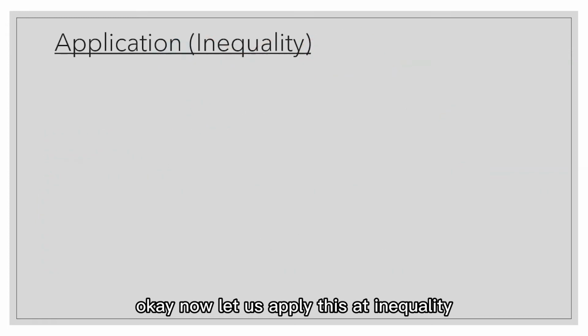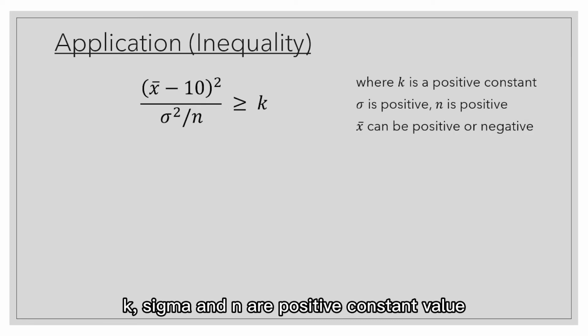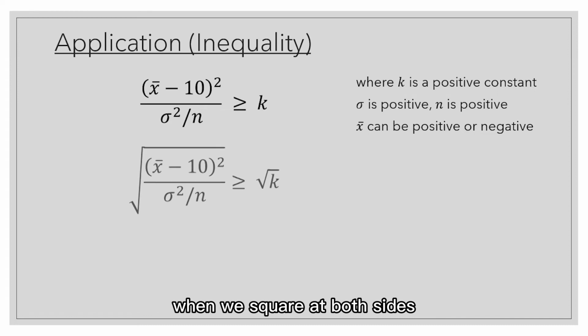Okay, now let us apply this to inequality. When we have this inequality, assume that you already know k, sigma, and n are positive constant values. x bar can either be positive or negative. When we square root both sides, what will happen? We must be aware of this.